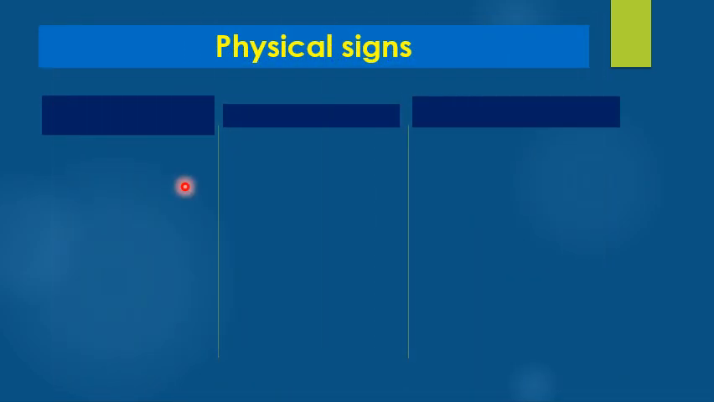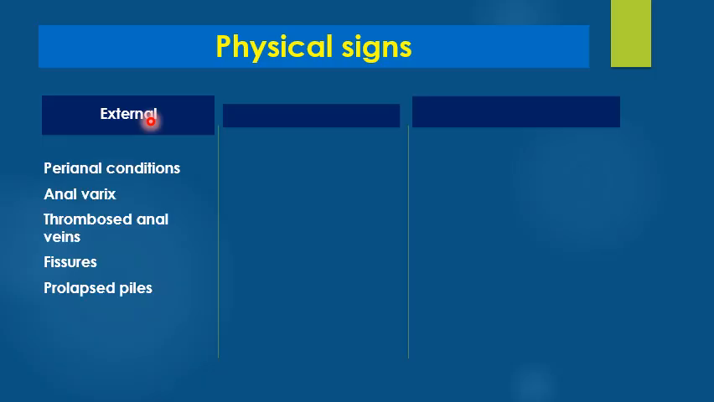What are the physical signs that can be seen in this patient? There are three categories. The first one is external causes of bleeding. That means lesions in the external area, the anorectal region. These include the following conditions: perianal conditions such as anal varix, thrombosed veins, fissures, and most important, prolapsed piles.